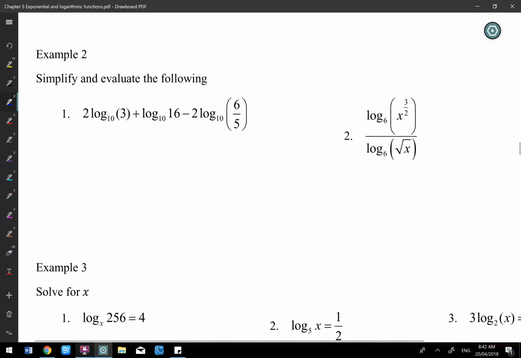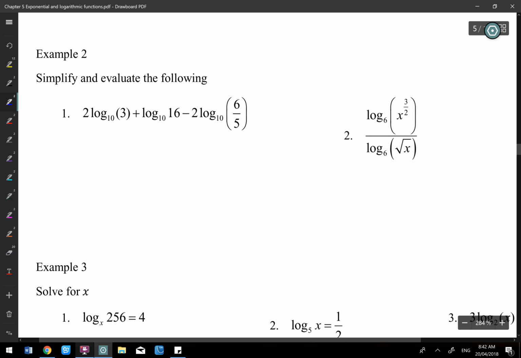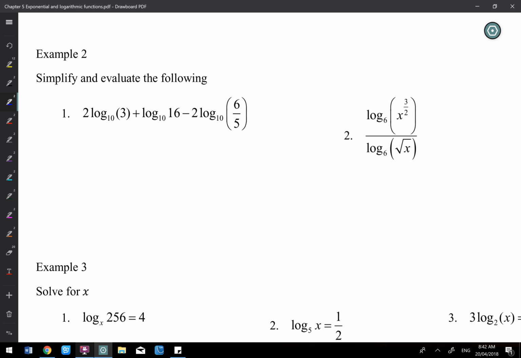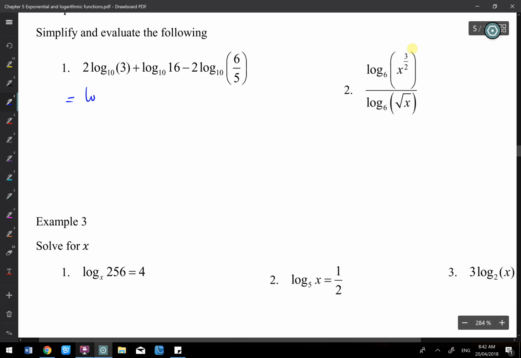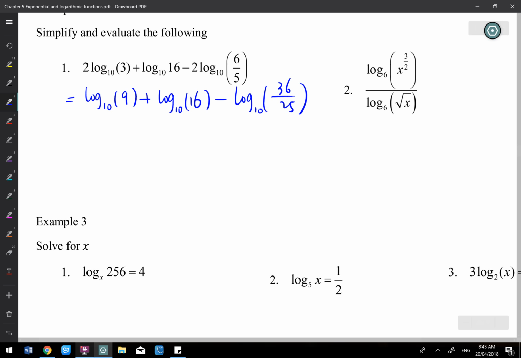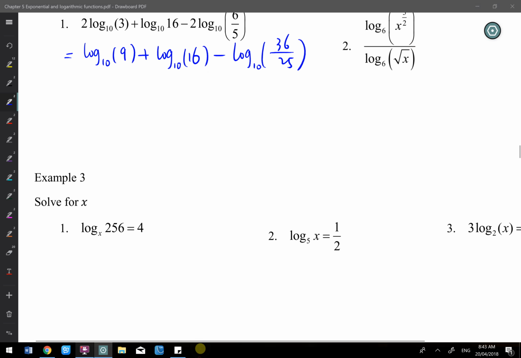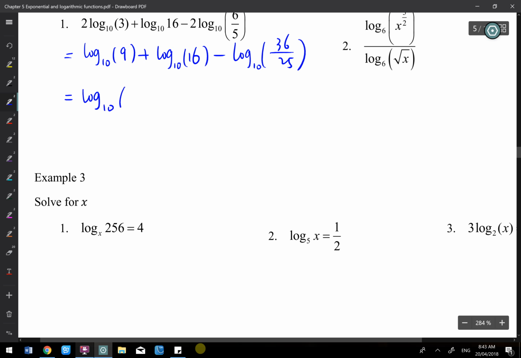Well, the next one is add and subtract. Because we have the 2 there, we can put the 2 back, because we have log plus log minus log and we don't have the coefficient in the front. So we can just get log 10 9 plus log 10 16 minus log 10 36 over 25. We put the coefficient as the power. And then we can do log 10, 9 times 16, divided by 36 over 25.